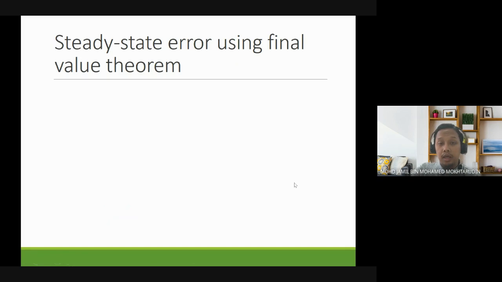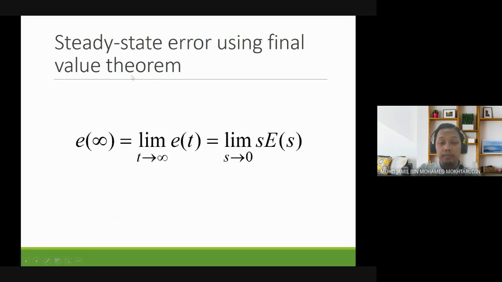So you can evaluate or calculate the steady state error using the final value theorem. So steady state error, e(infinity), equals the limit of e(t) when the time approaches infinity, or if you convert this into frequency domain, then it is the limit of s E(s) when s approaches 0.